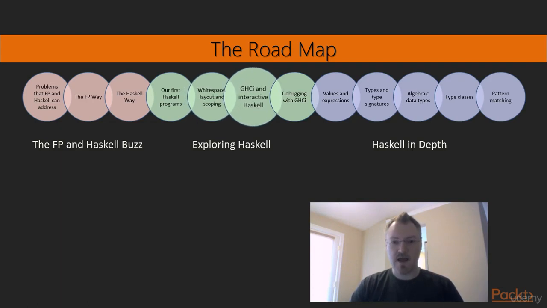Then we'll use the Glasgow Haskell Compiler's read, evaluate, print loop known as GHCi to explore our Haskell programs, values and types and expressions. And then we'll learn to debug with GHCi. Moving on, we'll dig deeper and we'll start to look at Haskell values and expressions, and specifically functions as values. We'll build an intuition for some of the core concepts.